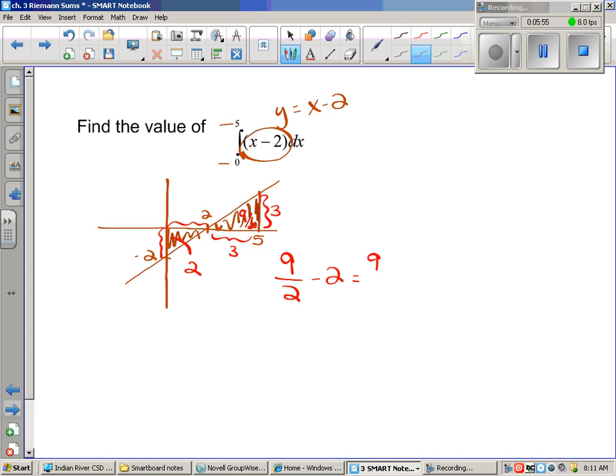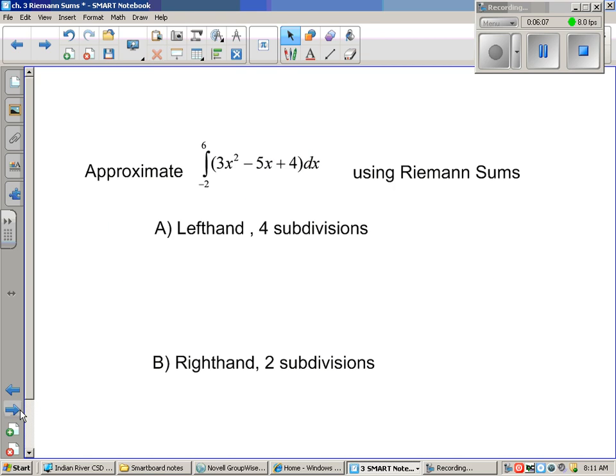Obviously, you wouldn't see an answer like that. You would have to get that common denominator. And so we really quickly discovered that the answer to that is 5 halves, is the integral from 0 to 5. Okay? Good.